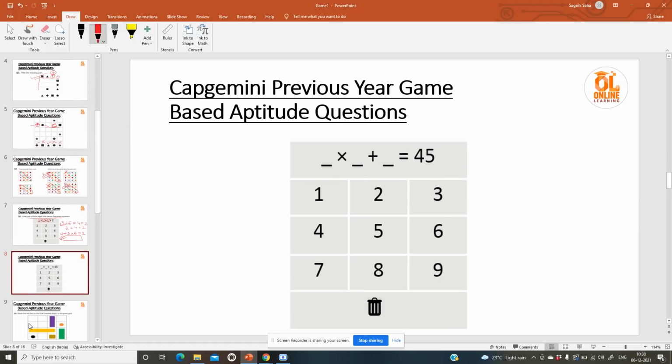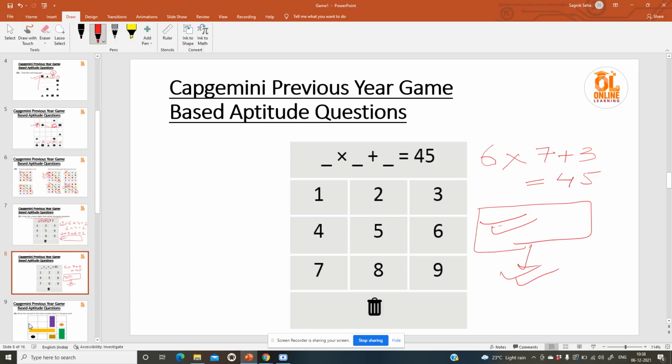This is also the same question as the previous one, but you have to remember, you have to do it in the minimum time possible. So what can be the answer of this? Its answer can be 6 into 7, that is 42, plus 3 is equal to 45. So friends, if you get more answers, you can again comment in the comment section.